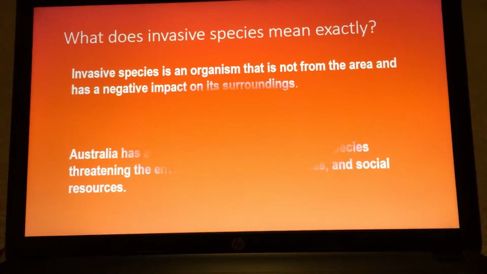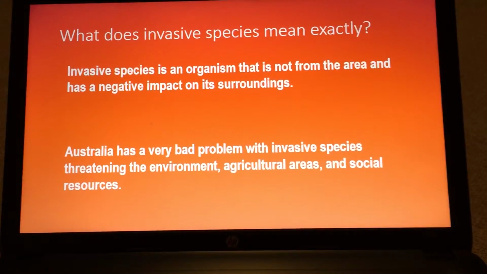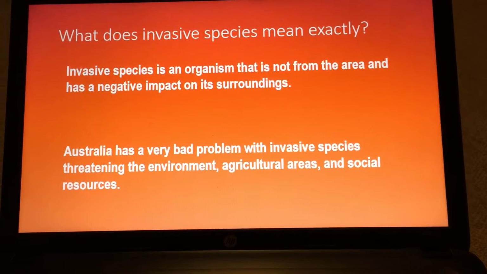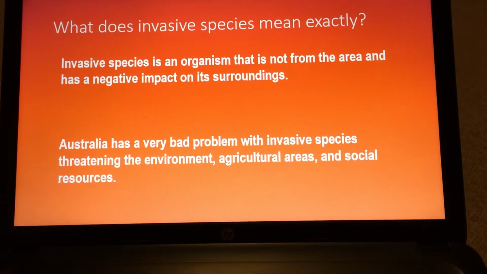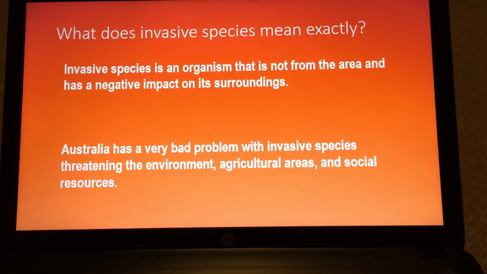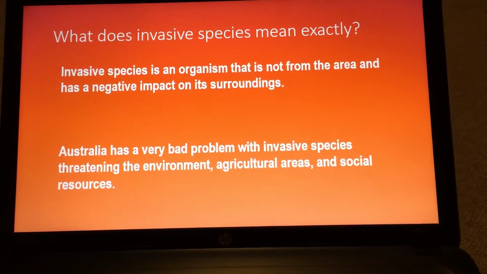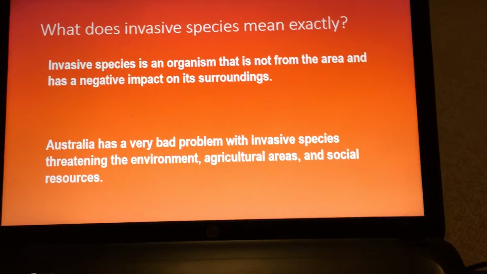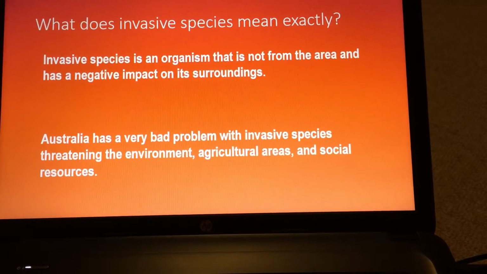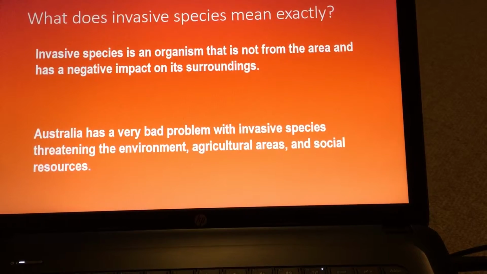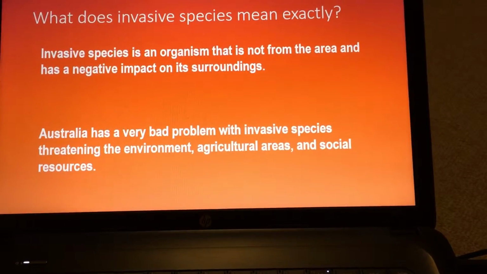An invasive species, in a sense, is an organism that is not from the area and has a negative impact on its surroundings. This could be stray cats, wild boars, different organisms like that. Australia has a very bad problem with invasive species. They're threatening the environment, the agricultural areas, and social resources.